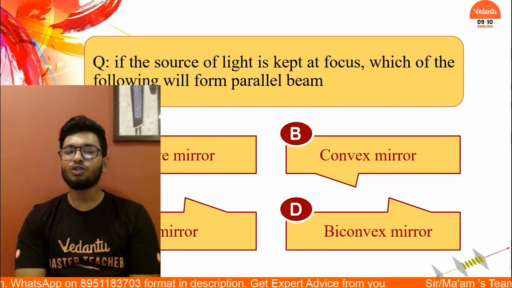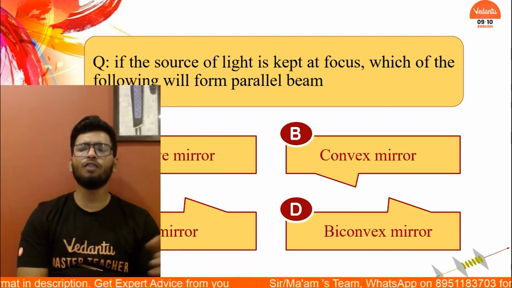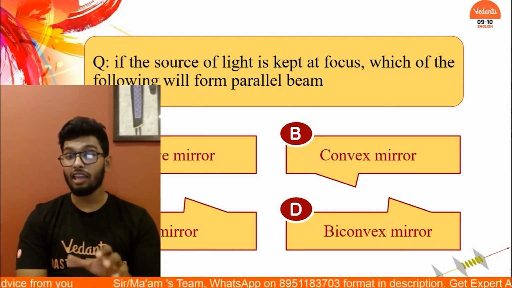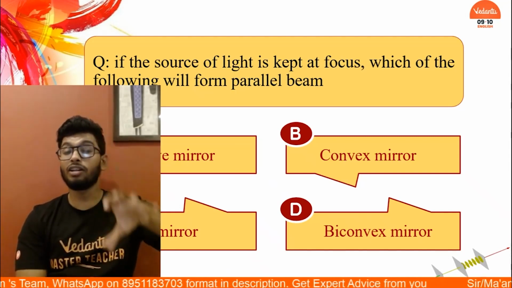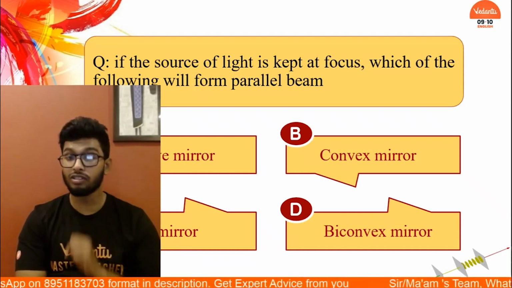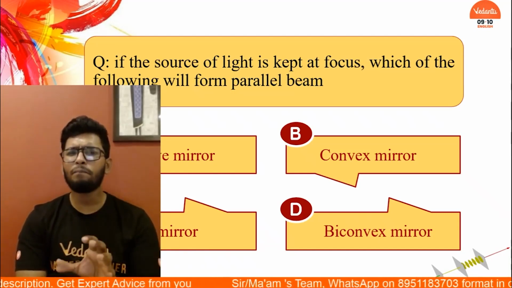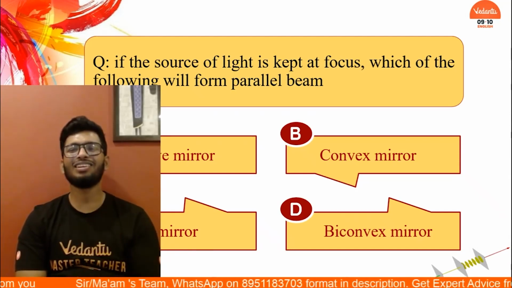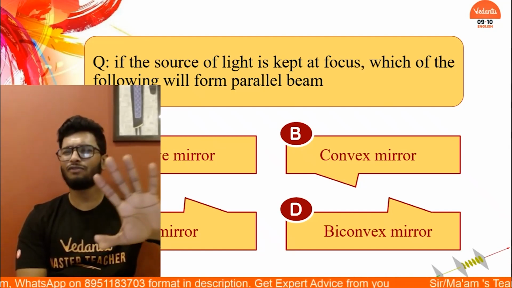So here's the first question on your screens right now. If the source of light is kept at the focus, which of the following mirrors will form a parallel beam? Options are a concave mirror, a convex mirror, a plane mirror, or a biconvex mirror. Now, what is a biconvex mirror? We'll talk about that later. But here is the question for you people. I'll give you 5 seconds to think.